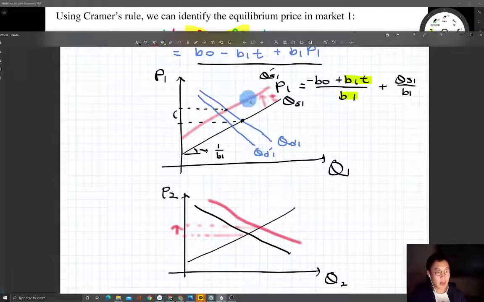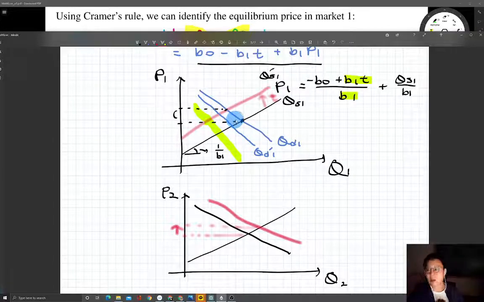So depending on the reduction of the demand, if the demand changes a lot, like this, then the new intersection between the supply curve and demand curve occurs here. It seems like there is not much change in the equilibrium price of good 1 after considering this general equilibrium effect, I mean after considering the interaction between market 1 and 2.